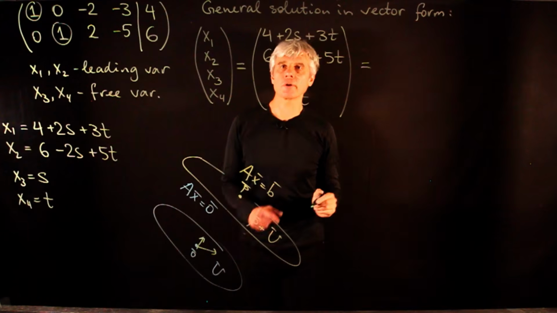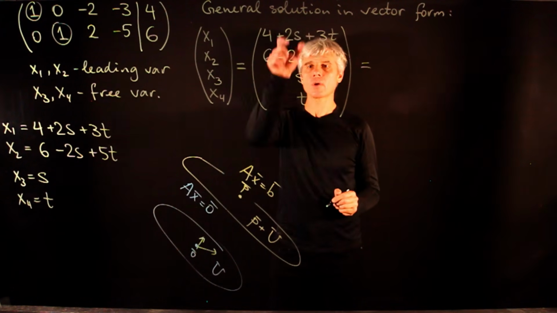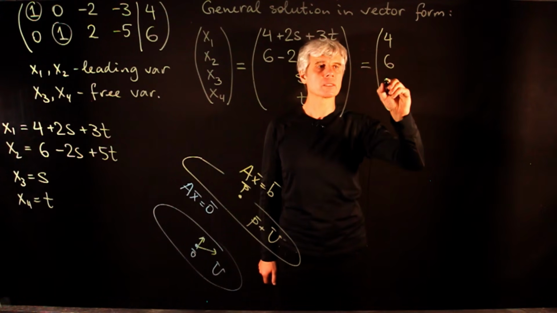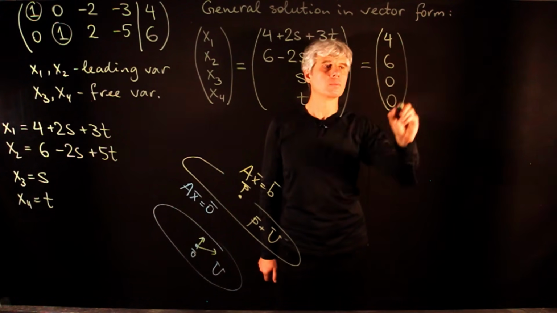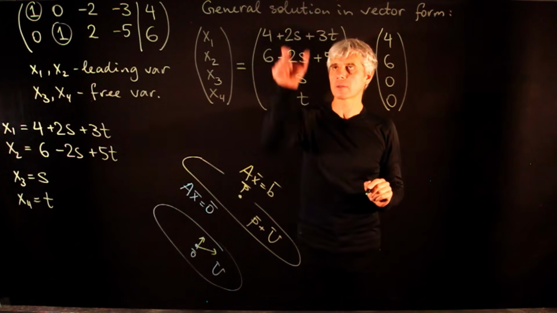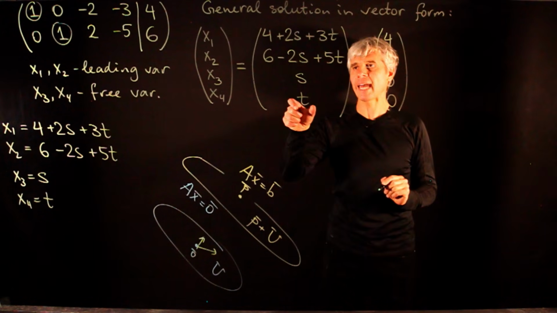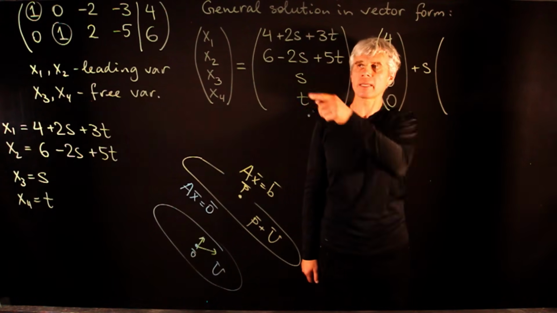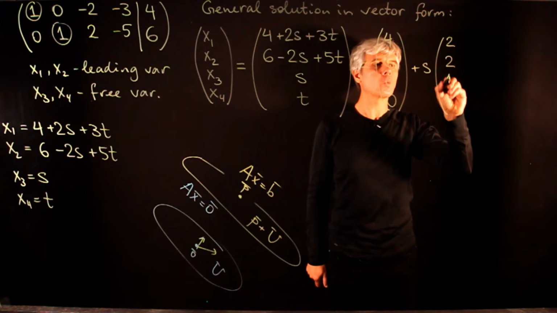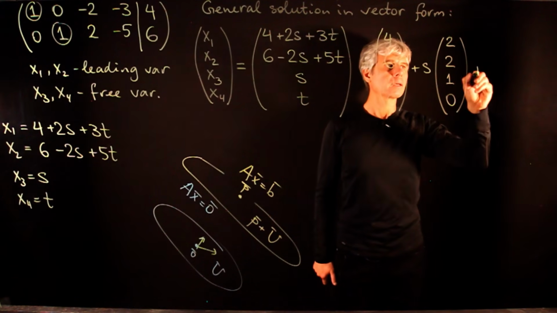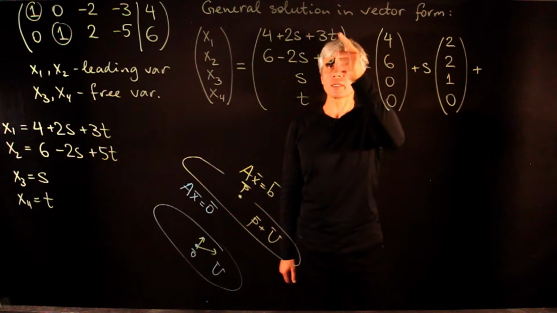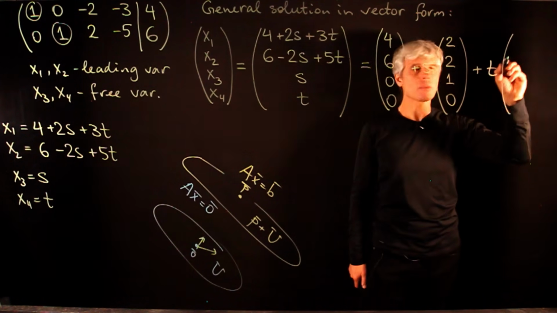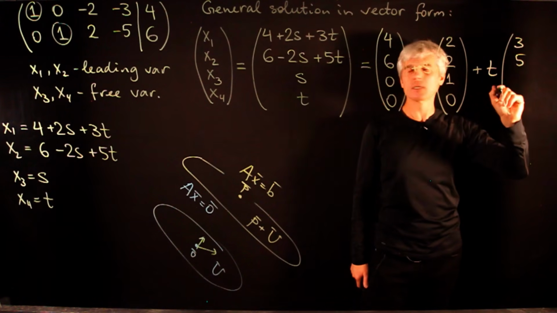Next, we separate constants from parameters. So we get a vector of constants 4, 6, 0, 0 plus the contribution of s. So here we can take s out, and inside we get a vector 2, -2, 1, 0. Plus, we look at contributions with t. So we have t times vector 3, 5, 0, 1.